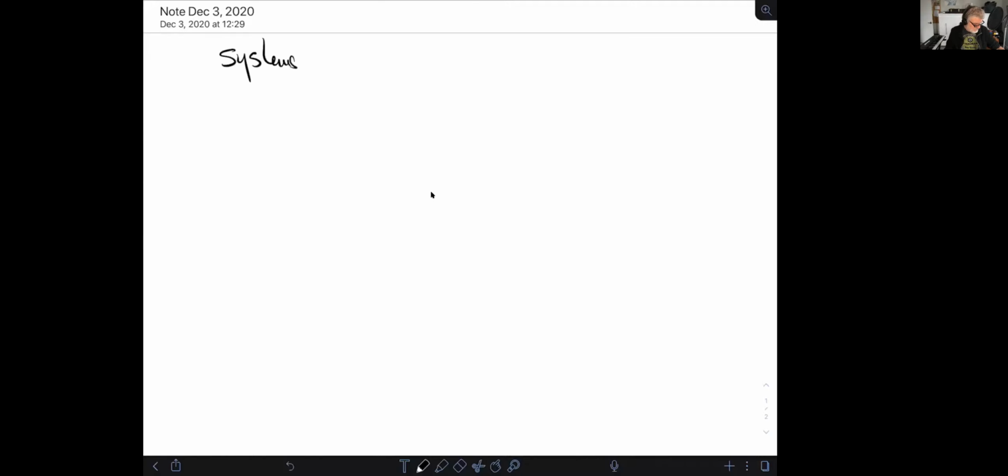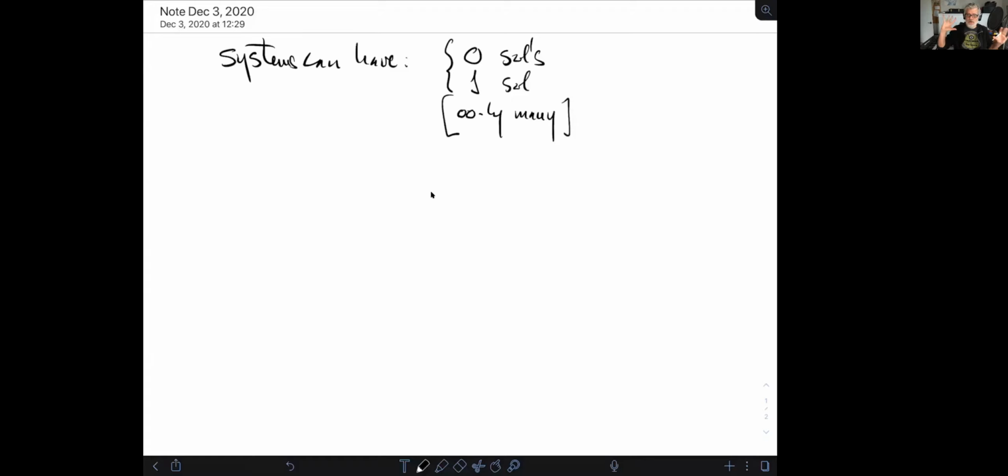All right, so systems can have 0 solutions, 1 solution, or infinitely many. But this one I'll just put like that because we're not going to see those. So basically you can expect your systems to have no solutions or 1 solution. Now let's try to think about this. How can you have a system of linear equations that has no solutions?